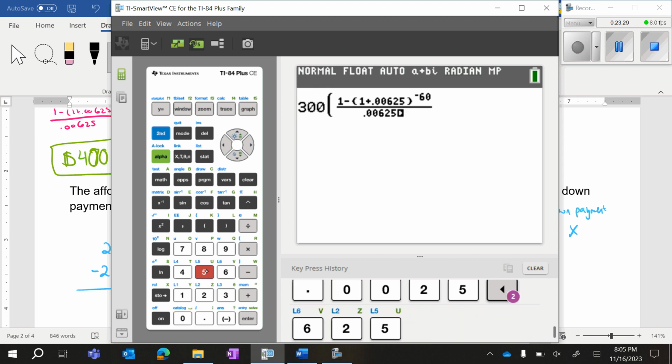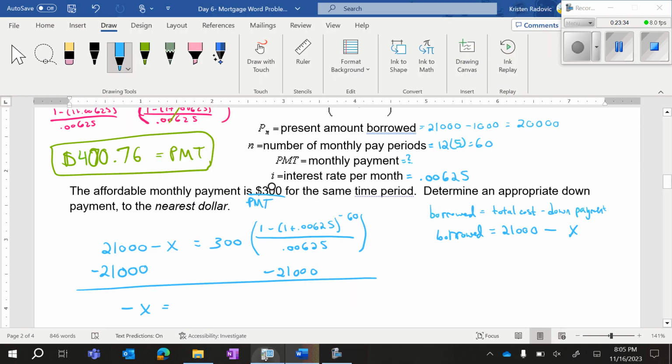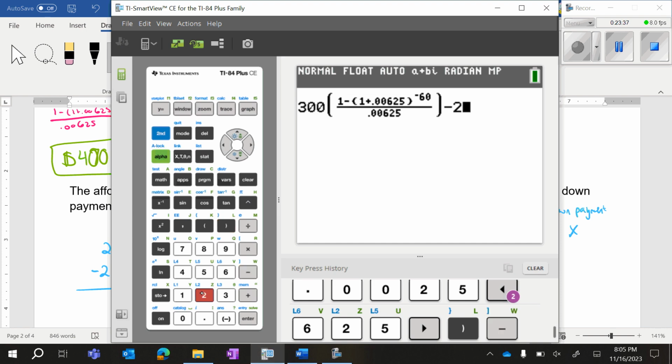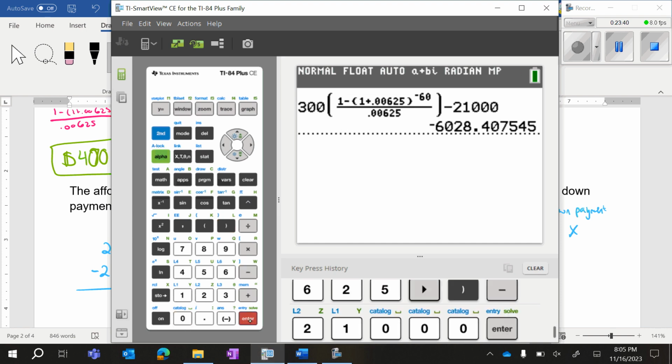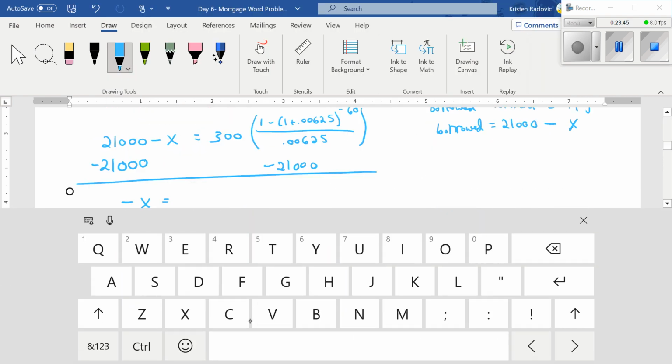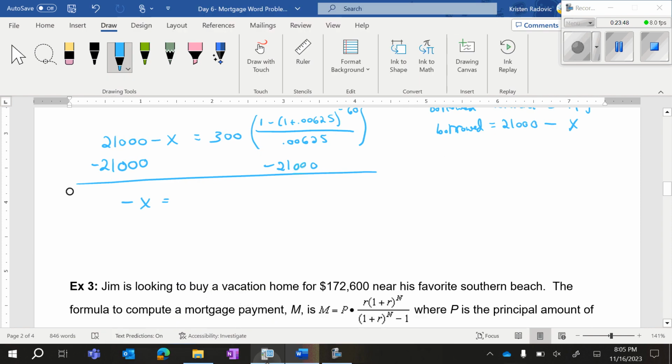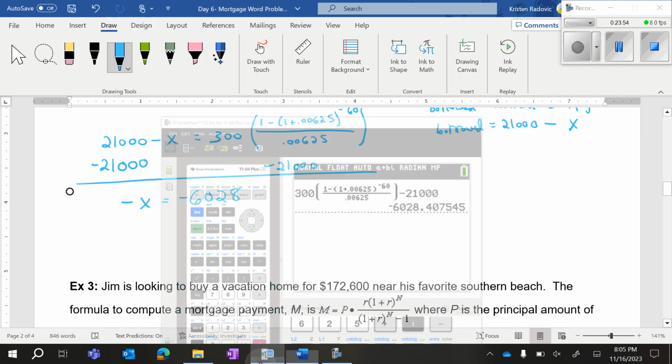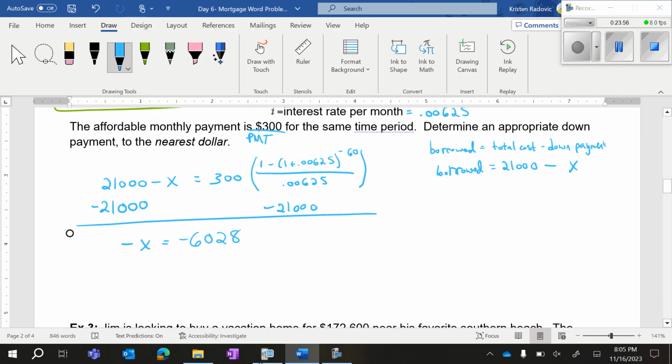They did say round to the nearest dollar, so yeah, that would round down. Negative 6028. But that was negative X. If you want positive X, then positive X is equal to positive $6,028. So if you only wanted to pay $300 each month, that means you had to put down $6,028 to begin with. And I promised that this video would not be 40 minutes again, so I think we are going to call it quits, because you probably spent a lot of time putting all of this in the calculator.